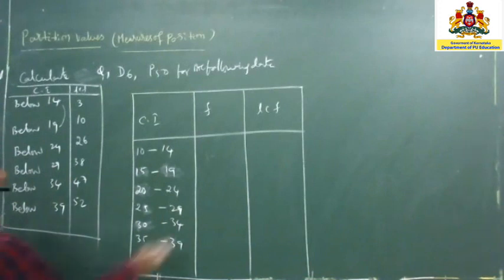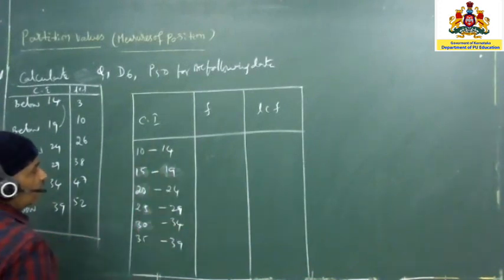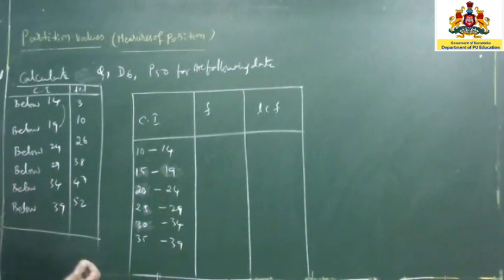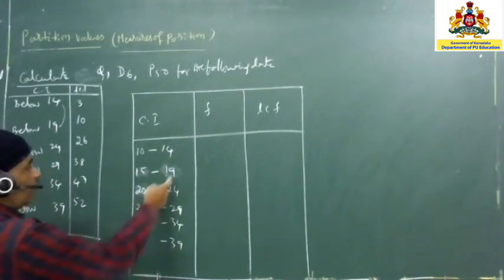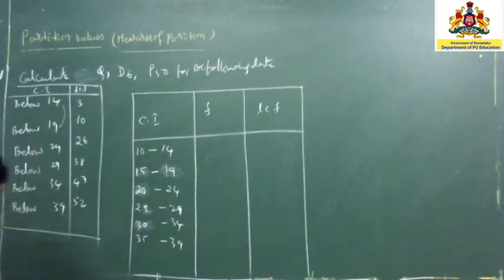Why can't we do this on observation only? You can find out here, that is 14, 15, 16, 17, 18. So 19 will come into the next class only. So now here, whenever you write like this, once we have converted into the class interval, you have to find out LCF also.